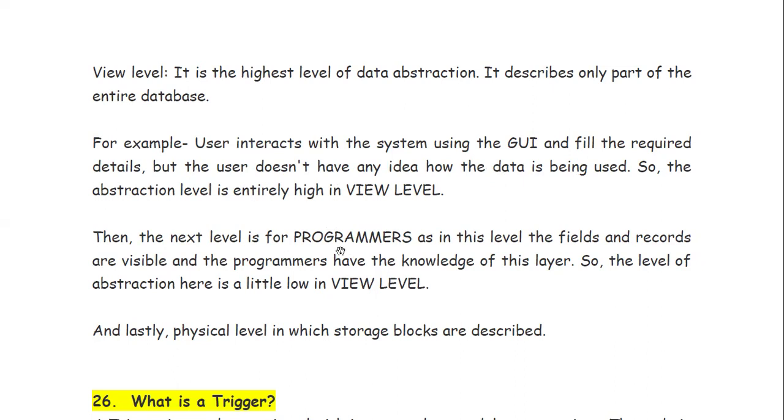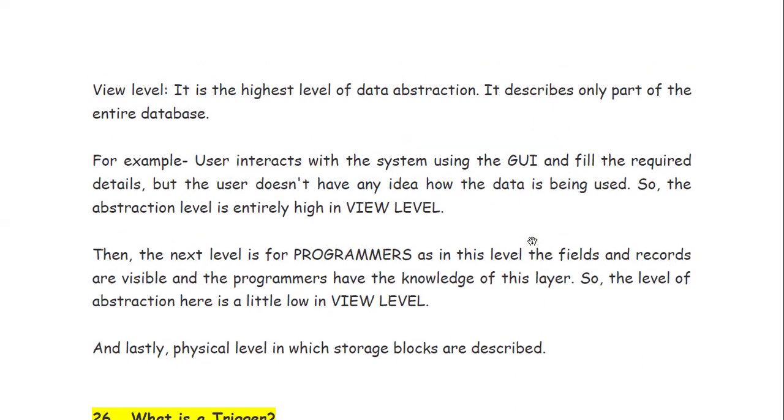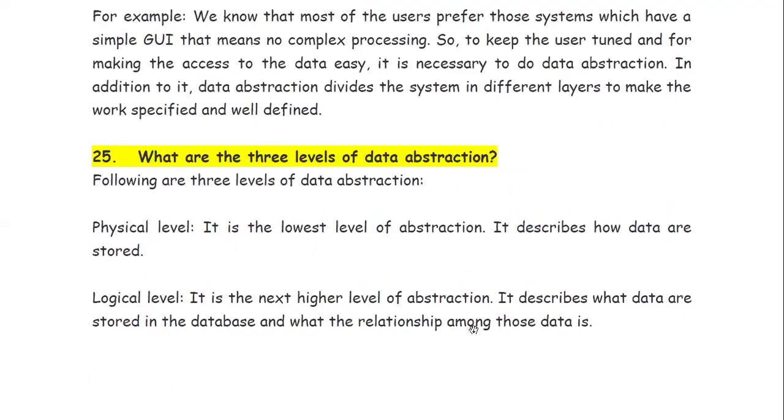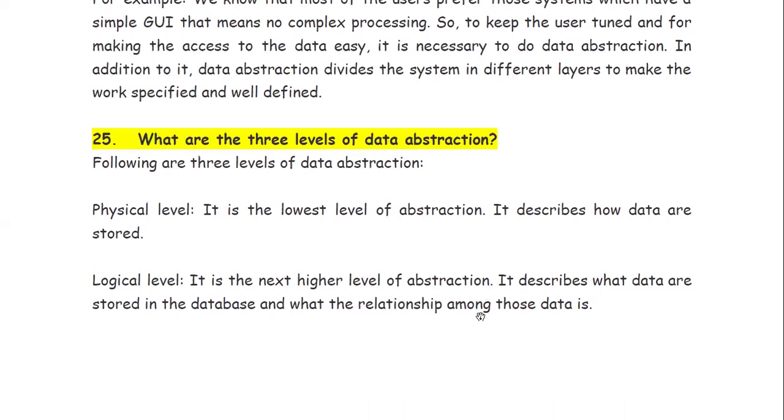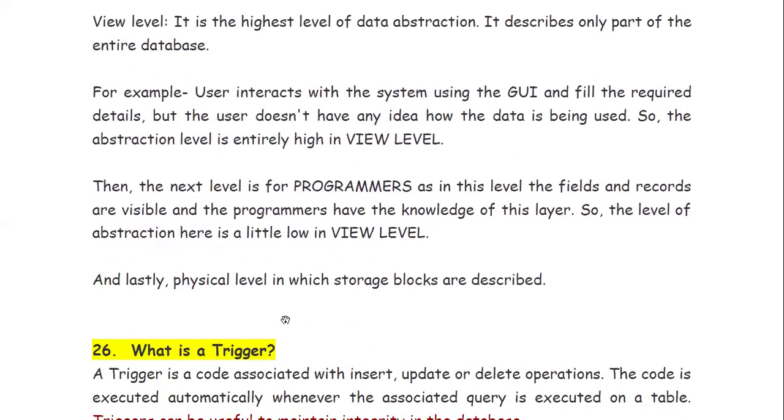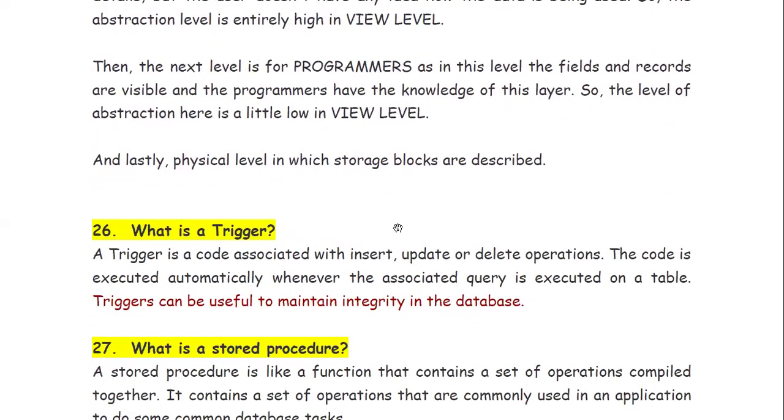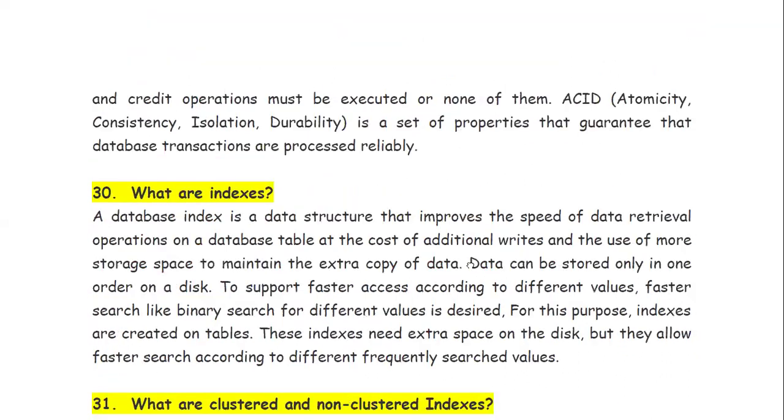Then the next level is for programmers. At this level, the fields and the records are visible and the programmers have knowledge of this layer. So the layer of abstraction here will be a little lower than the view level. And lastly, this is the middle one, right? The middle one is the logical level, where what data are stored and what the relationship between the data is. But the next one is the physical level, where exactly the data is stored, that is the thing being denoted.